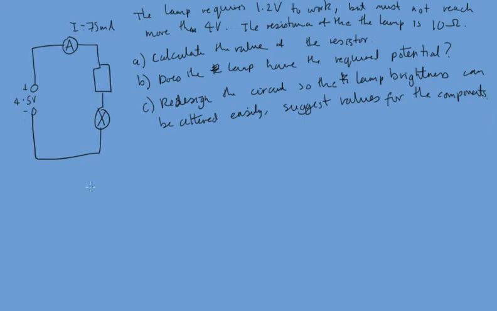Okay, so part 1. Calculate the value of the resistor here. So we're going to be using our old favourite equation, V equals IR. We know the voltage is 4.5. We know the current is 75 milliamps, so it's 75 times 10 to the minus 3 times R. So R is 4.5 over 75 times 10 to the minus 3, which is 60 ohms.